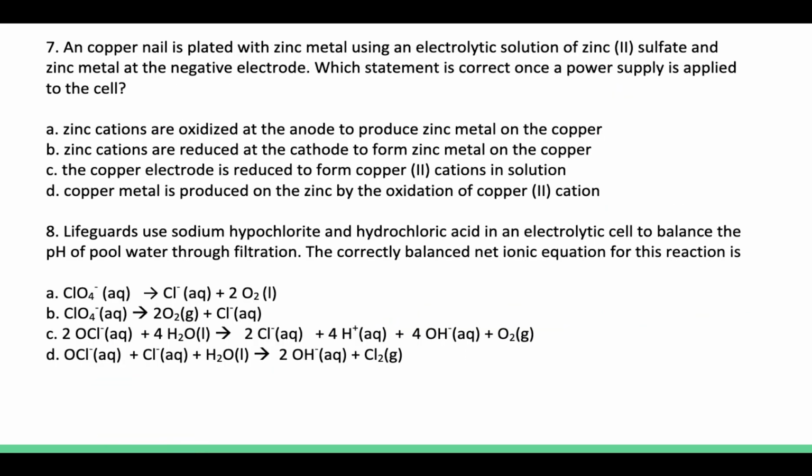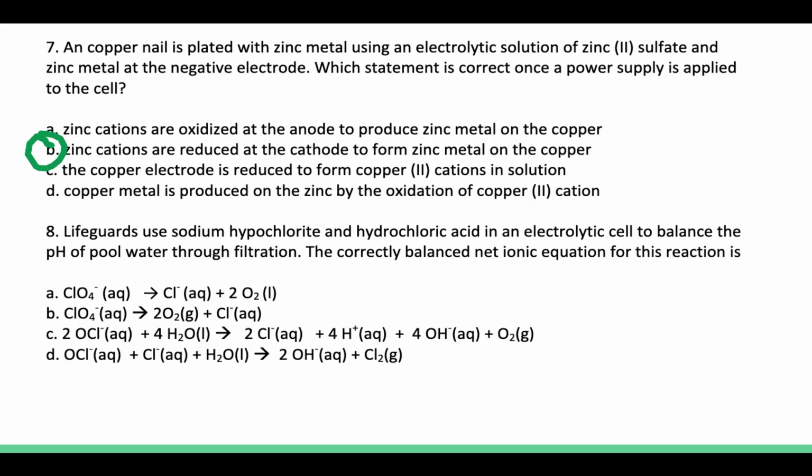Okay, so looking at question number 7, it's essentially a theory question. We have a copper nail that is plated with zinc metal using an electrolytic solution with zinc 2 sulfate and zinc metal at the negative cathode. Which statement is correct once a power supply is applied? So the first one, zinc cations are oxidized at the anode to produce zinc metal. That's not true. Zinc metal is undergoing oxidation, not the cations. So zinc cations are reduced at the cathode to form zinc metal. That is going to be the answer.